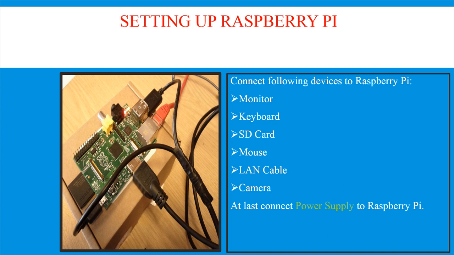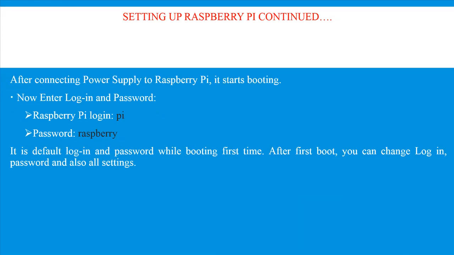Now connect monitor, keyboard, mouse, LAN cable to Raspberry Pi. After connecting all peripherals, at last connect power supply to Raspberry Pi. As you connect power supply, Raspberry Pi start booting and login window appears. Now enter here login and password. Default login is Pi and password is Raspberry.